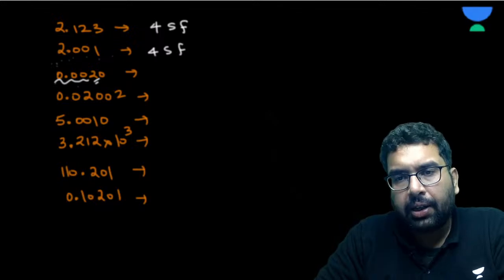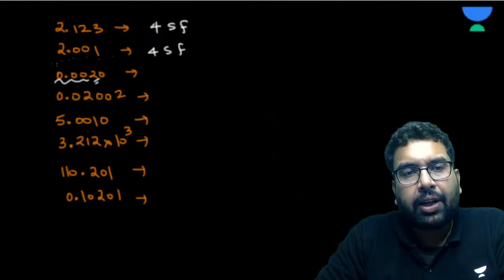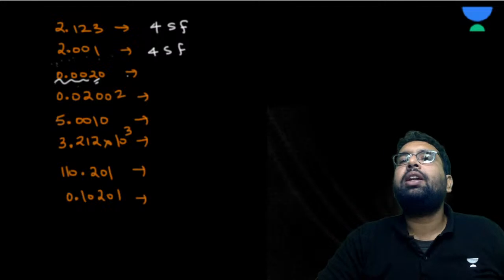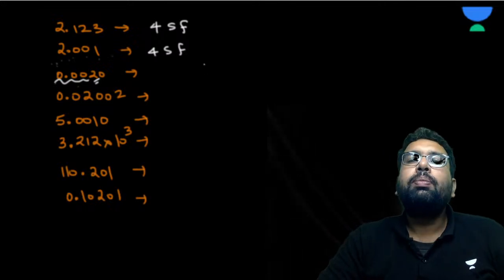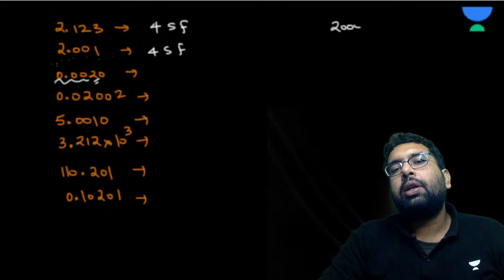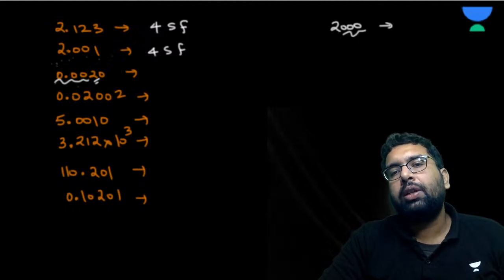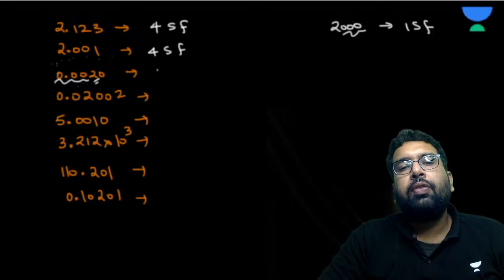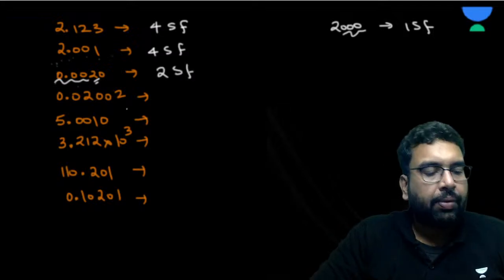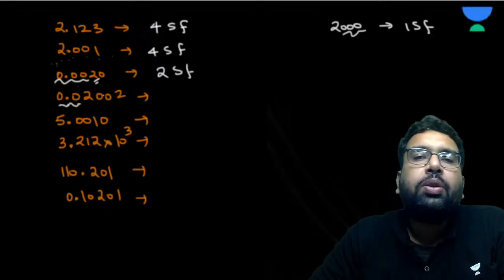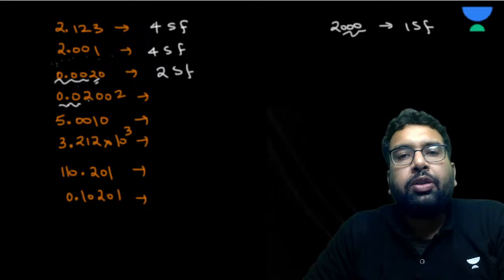It's a very simple story. The trailing zeros, the ending zeros, the last zeros, are only significant if they are after the decimal. If they are not after the decimal, they are not going to be significant. Like 2000. These are the ending zeros, but they are not significant because there is no decimal. So in this only one significant figure. In the next, 2 significant figures.